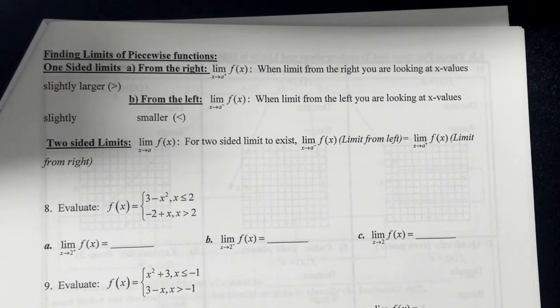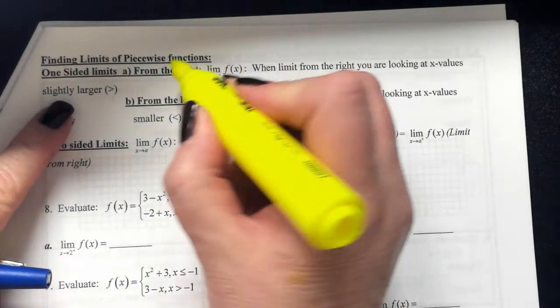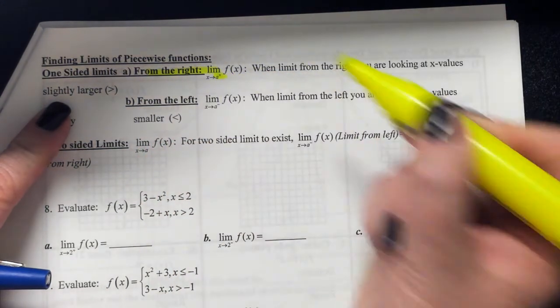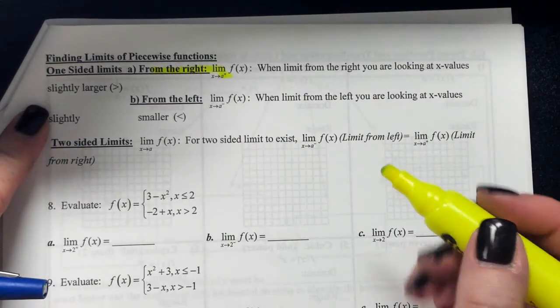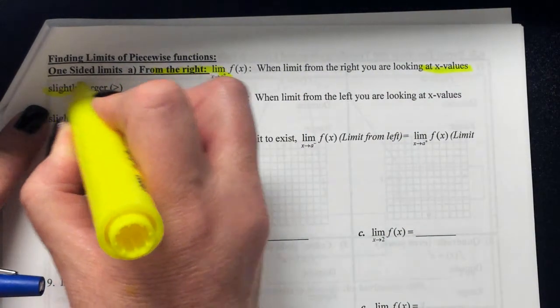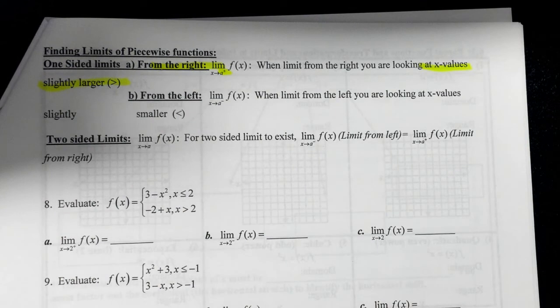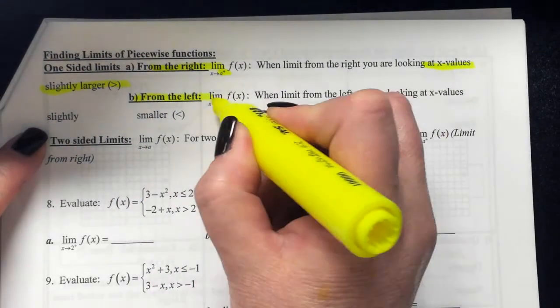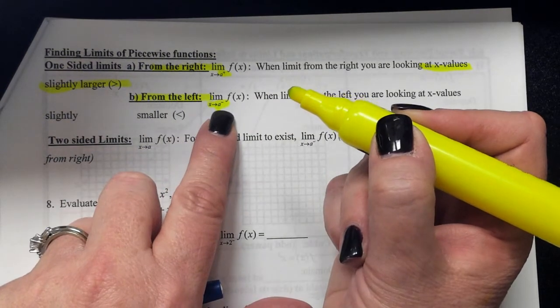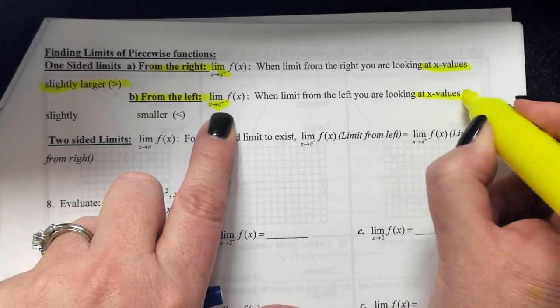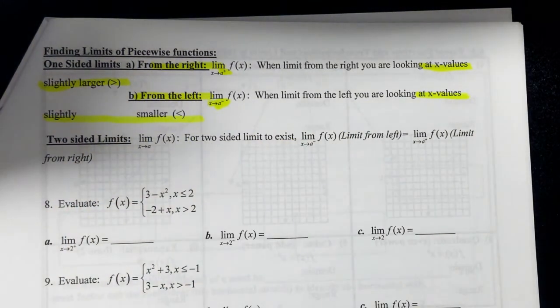So we did limits by direct substitution last night for homework. Just a reminder, when we do limits from the right, you see that plus exponent, and you're looking at x values that are slightly larger, greater than. When we talk about limits from the left, you see that negative exponent, so you're looking at x values that are slightly smaller. You need to remember that slightly larger, slightly smaller idea when you're looking at a piecewise function in limits.